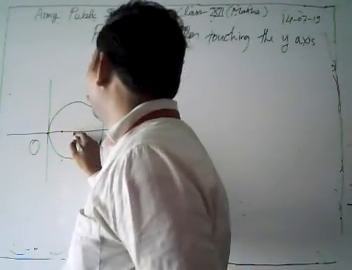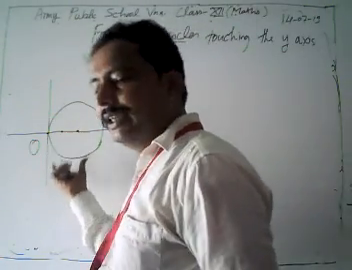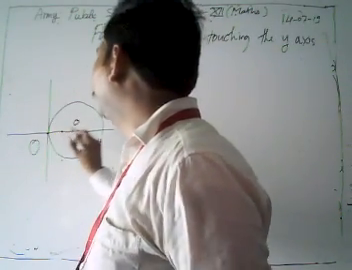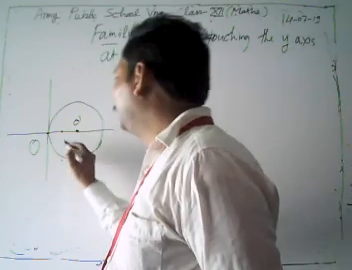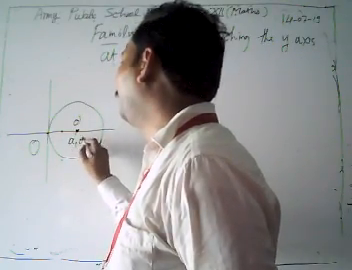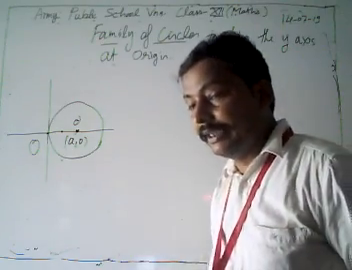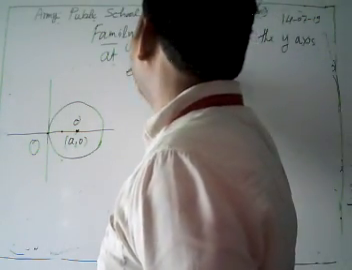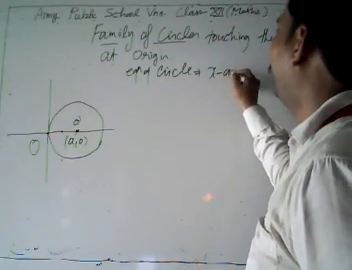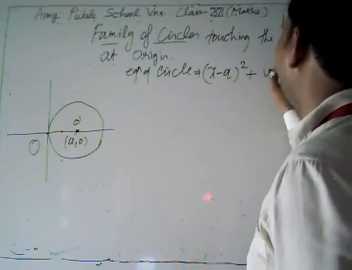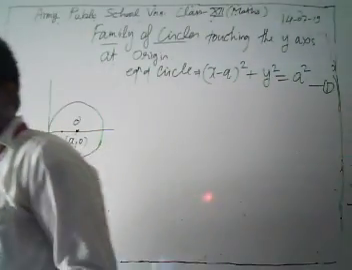Now suppose the circle has radius a. Then its center, O prime, since O is already the origin, has coordinates (a, 0). The equation of a circle with center (a, 0) is (x minus a) whole square plus (y minus 0) whole square, which means y square, equal to a square, because our radius is a.